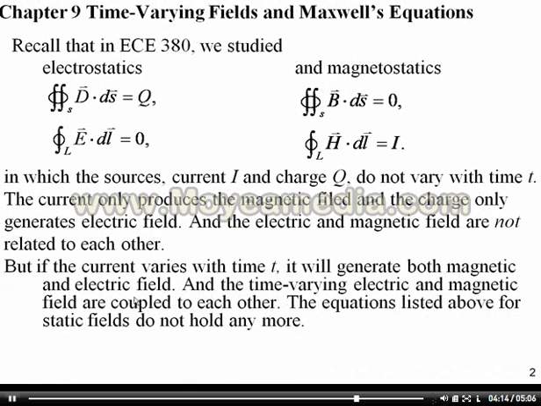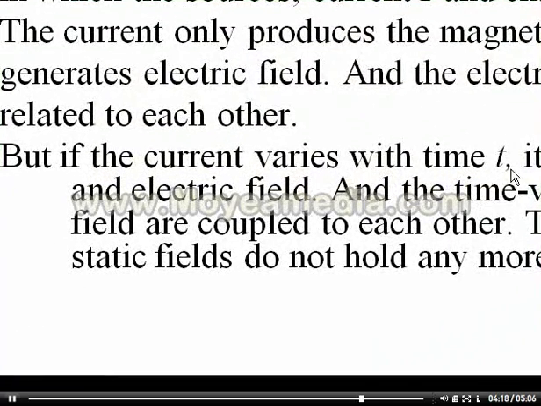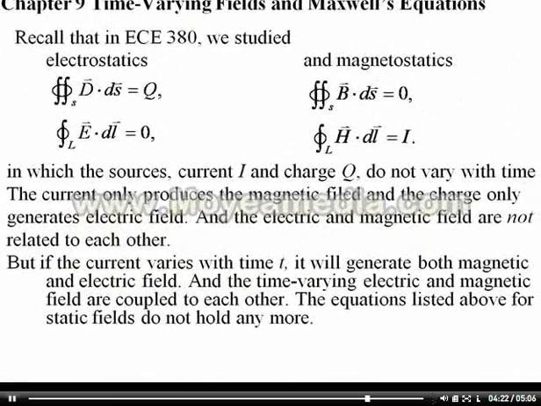However, as we know, in practice, the current may vary with time t, such as an AC current. For such a time-varying current, it will generate both magnetic field and electric field. In addition, the time-varying electric and the magnetic field are coupled to each other.